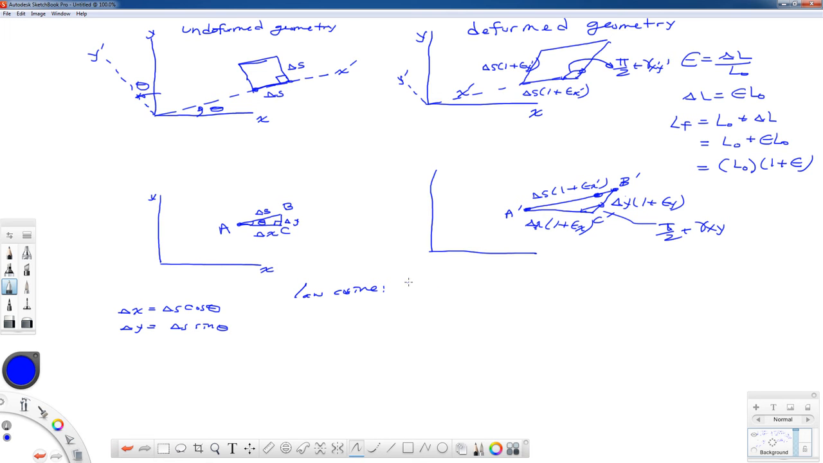Basically what it says is the long side of that triangle squared is equal to the two shorter sides squared added together. Okay, so that's the Pythagorean theorem part. But then with an additional term, 2 times the other two sides times the cosine of the angle in between. And in our case, the angle in between is that pi over 2 plus gamma xy.